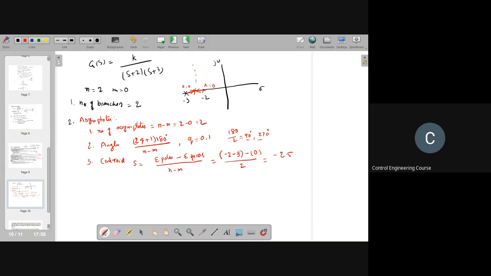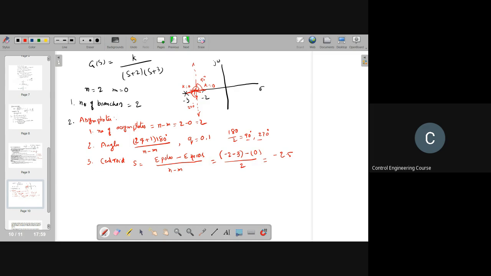So exactly at this point, minus 2.5, in the middle, there are two asymptotes. One is at an angle of 90 degrees. You always measure the angle with respect to the real axis, so here it is 90 degrees, and another asymptote is at an angle of 270 degrees. Is it clear? My figure, are you able to make it? Yes, ma'am. This is the fourth point. So we have to follow these steps to get the complete diagram of this one.